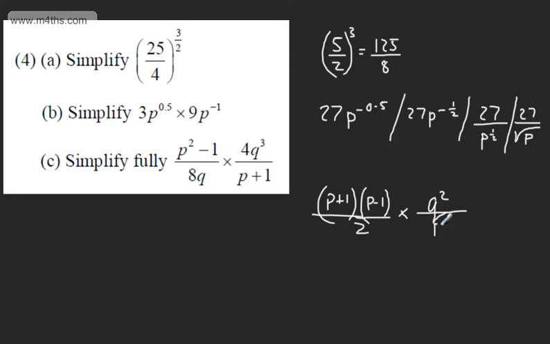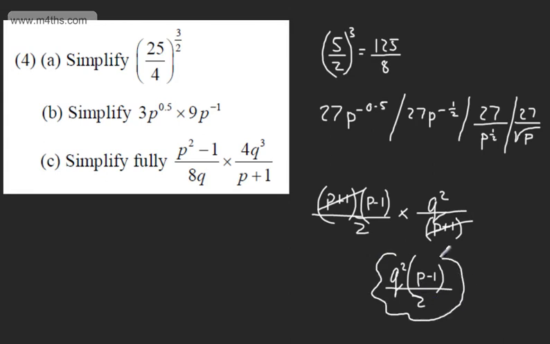And then we have now a linear factor of p plus 1. The p plus 1s will cancel, so we can write this now as q squared multiplied by p minus 1 over 2. And that's one of the many ways that you could write that. You could write it as 1/2 q squared p minus 1, 1/2 p minus 1 q squared, but anything that simplifies to this form is perfectly fine.